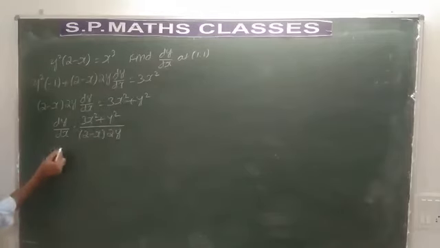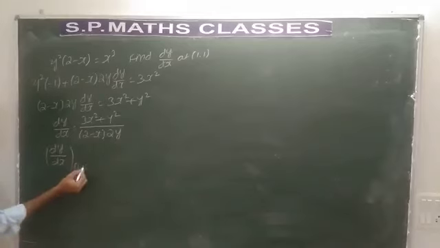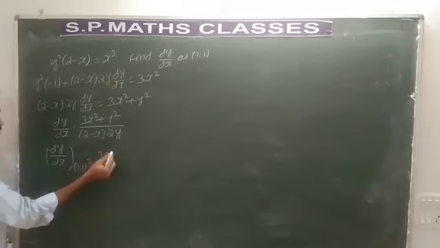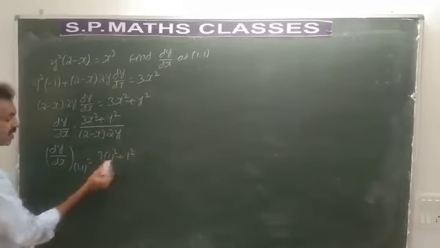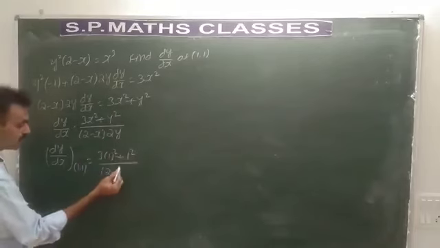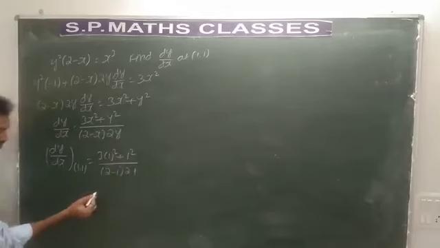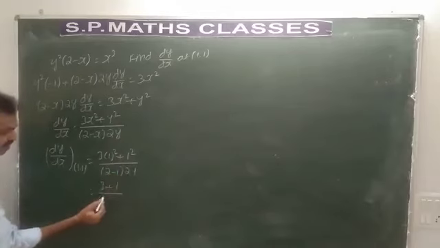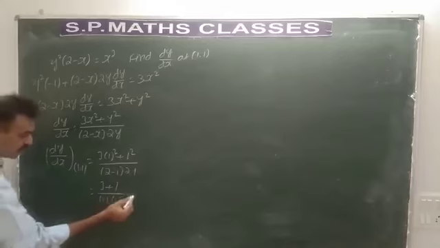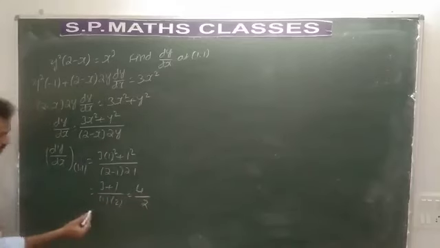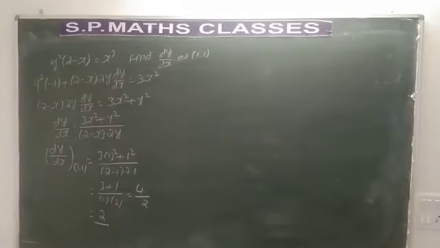You want dy by dx at the point (1, 1). 3 into 1 squared plus 1 squared divided by (2 minus 1) into 2 into 1. This is 3 plus 1 divided by 1 into 2. You get 4 divided by 2. So dy by dx at the point (1, 1) will be 2, that is the answer. Hope you have understood this problem.